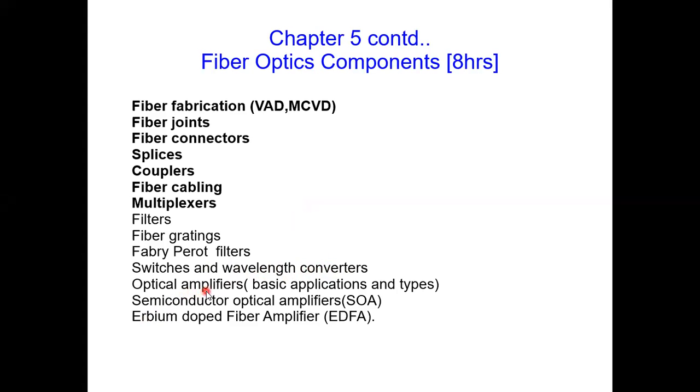Then we have optical amplifiers. In optical amplifiers, we are just going to see what the basic application of an optical amplifier is. Where actually do I place an optical amplifier? Do I amplify the signal before and then transmit, or do I put an amplifier in between, or after the detector? There are various kinds of amplifiers, so we will see where actually I place the amplifier. It is based on the scenario or the topology where I am putting the amplifier. So the basic application of the optical amplifier and then the types of optical amplifier.